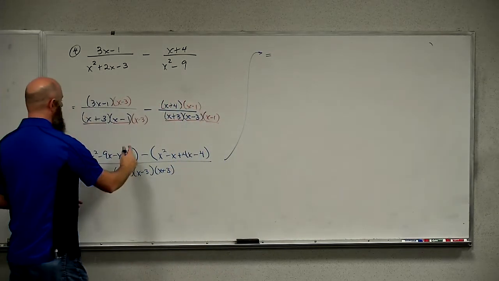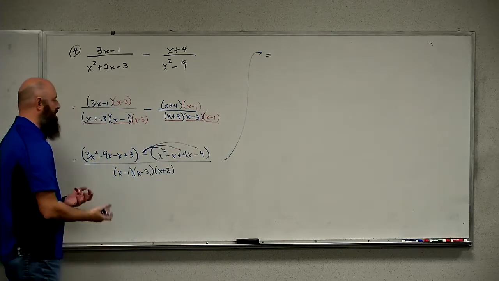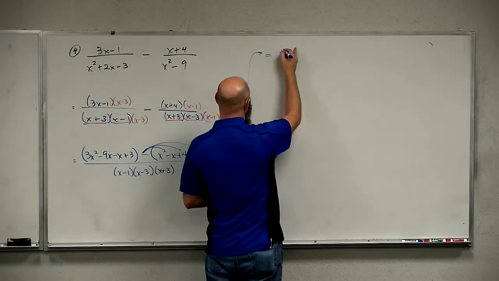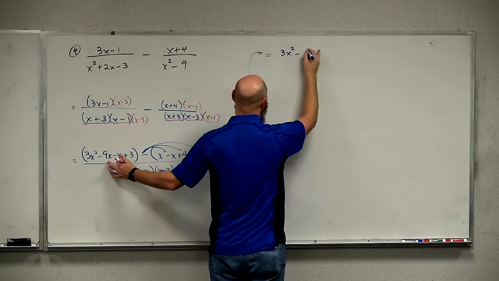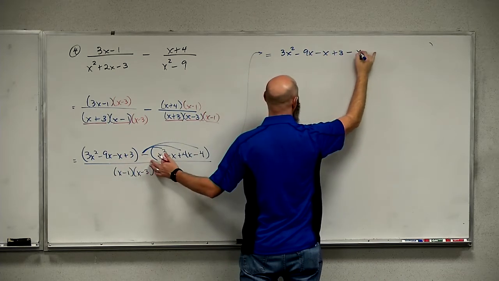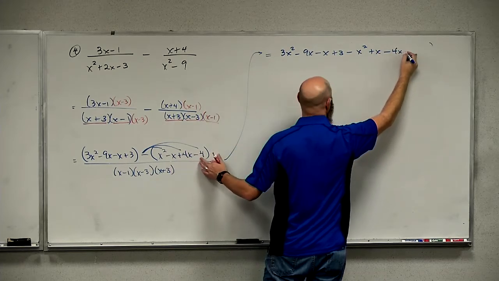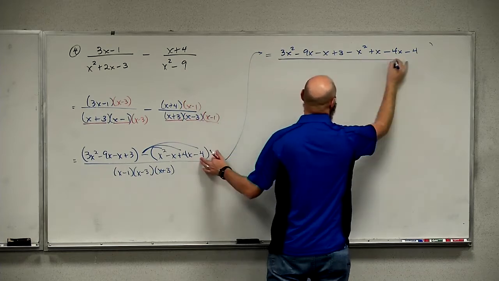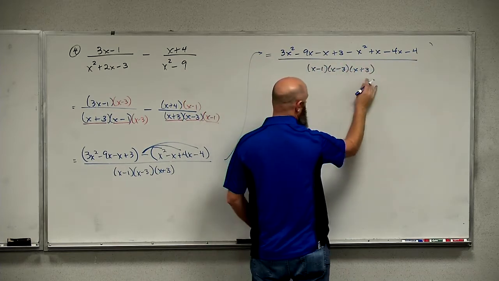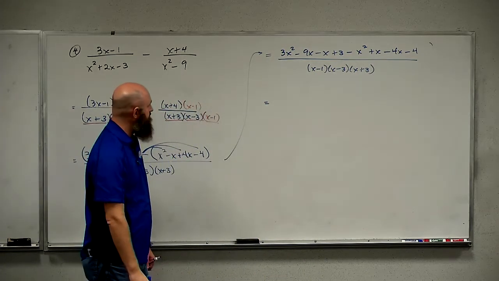All right, so now we want to distribute this negative here. So I'm distributing, and then I want to combine like terms afterwards, okay? So I'm just going to rewrite the top here. We have 3x squared minus 9x minus x plus 3, and then minus x squared plus x minus 4x minus 4, and then x minus 1, x minus 3, x plus 3 on the bottom. Again, we're never multiplying out that bottom, so we want to make sure of that.